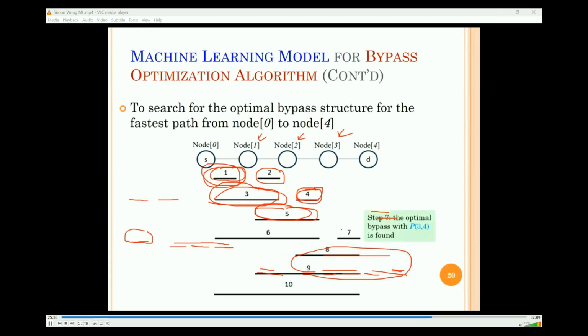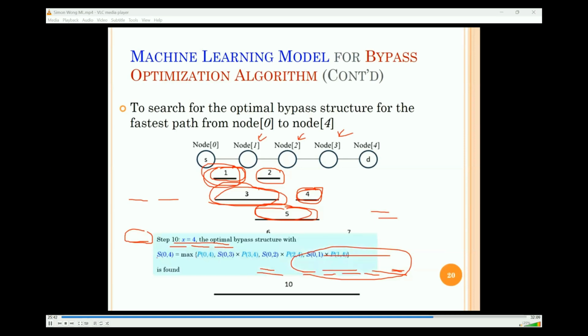So we keep on searching in this way, and eventually we can find the availability between node 0 and node 4, from the source to destination. This is the availability, which is the maximum of all these values, and this will ensure the highest availability for the bypass between node 0 and node 4, between the source and the destination.